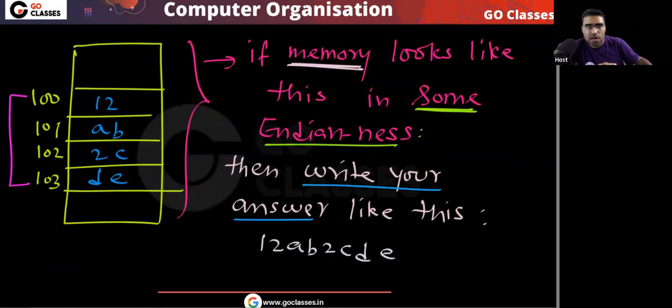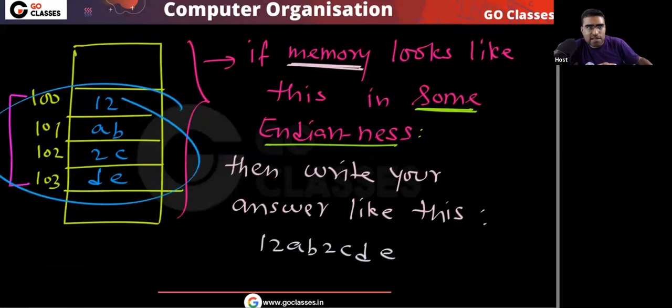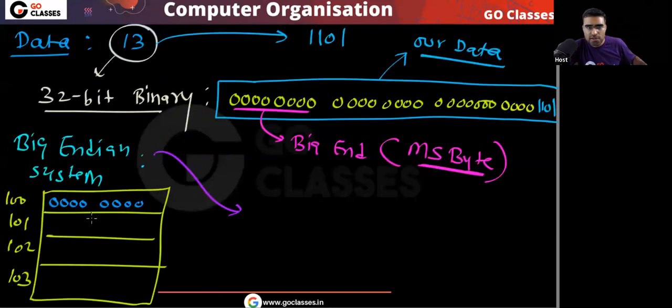Okay. Yes or no? If your main memory looks like this, then write your answer in this order. If you notice in the big endian system, how will the main memory look? This is what the main memory will look like, because you will start with the big end. So first you will put the most significant byte, then the next byte, then the next byte.